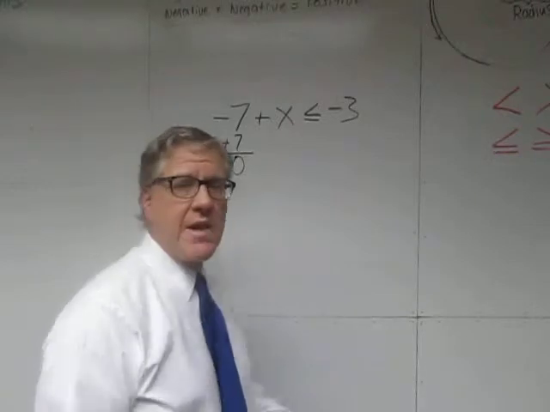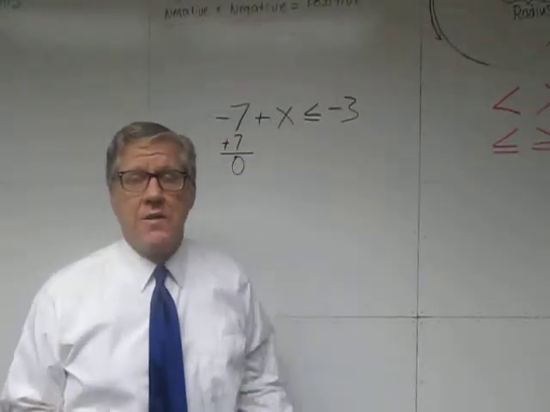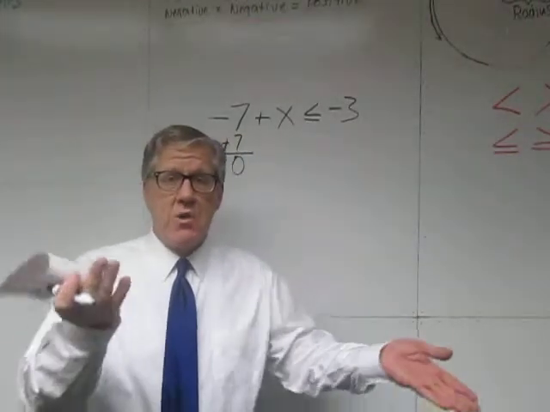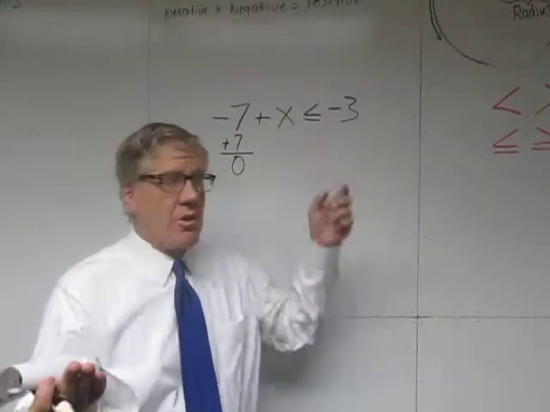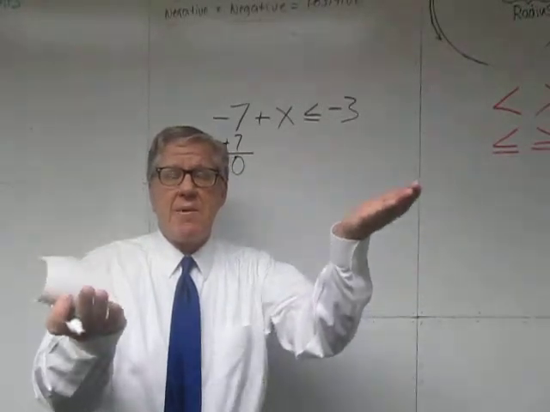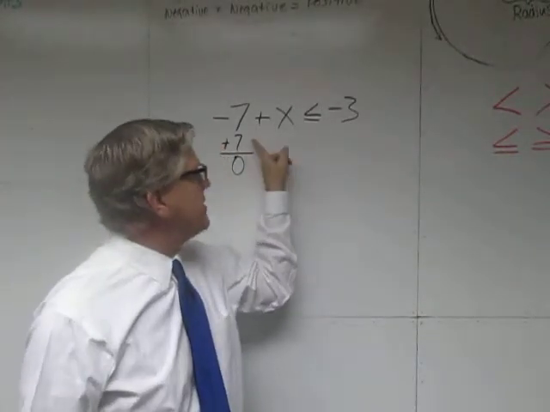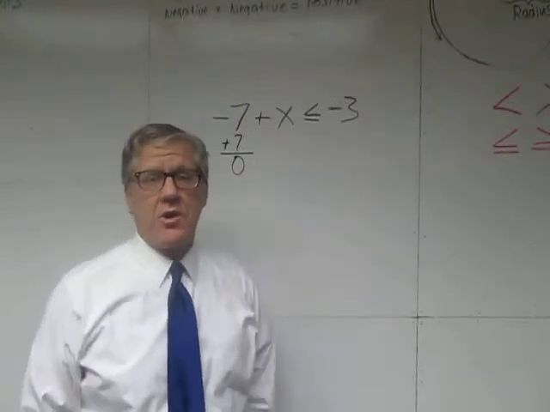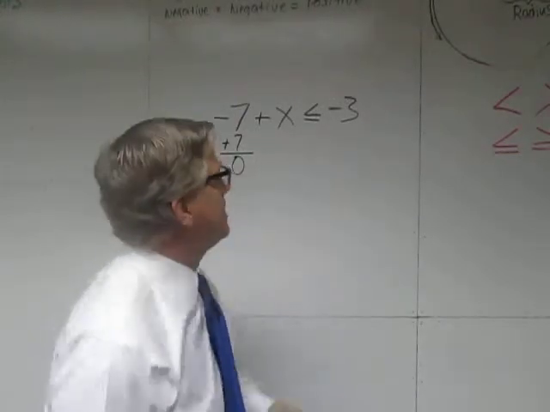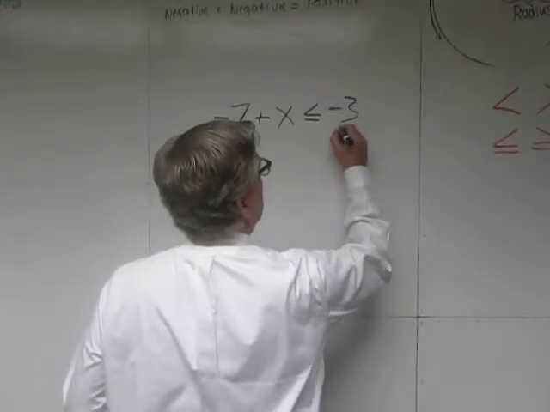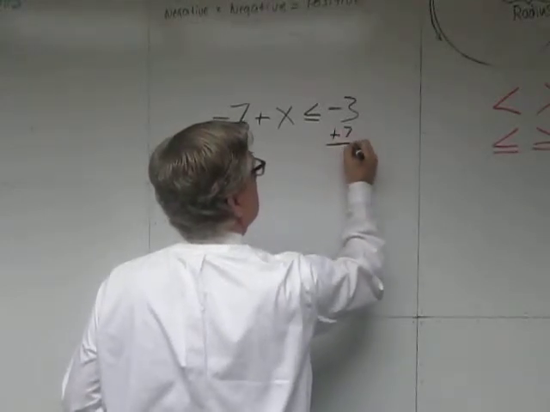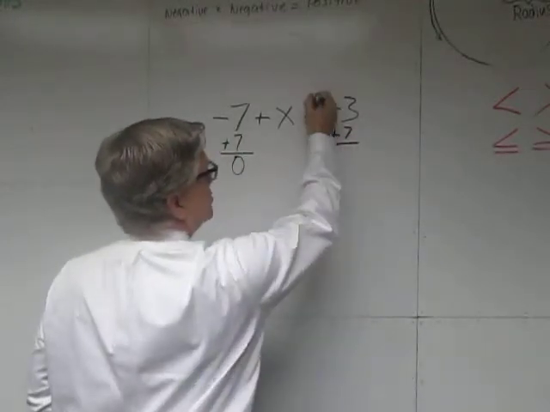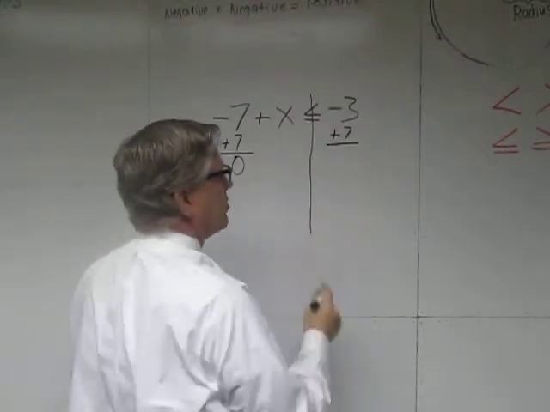But since we added 7 on the left-hand side, don't we have to add 7 on the right-hand side? It's an equation. Well, it's actually an inequality, but we need to keep things the same on both sides. If we add 7 over here, we have to add 7 over here also. Okay, so let's add 7 over here. Let's draw a line down here just to kind of keep things in order.